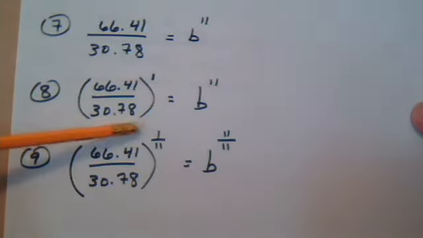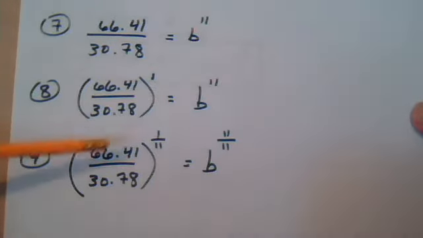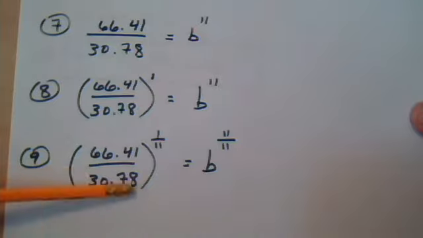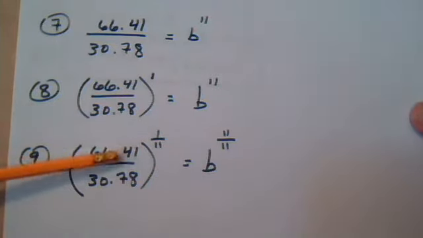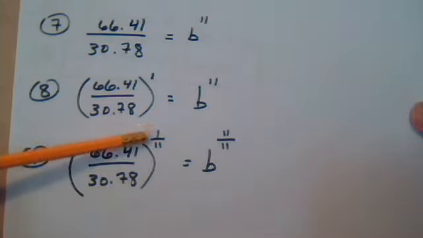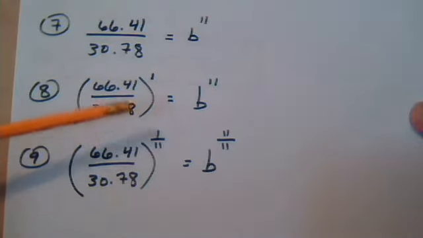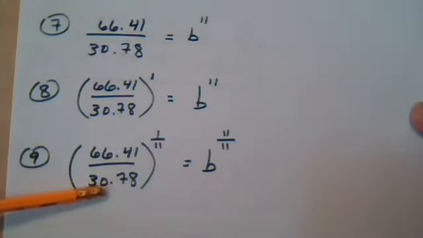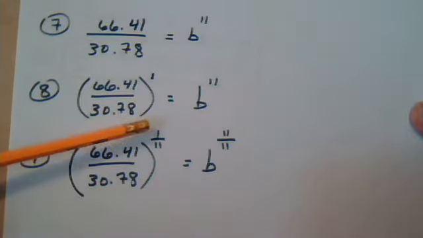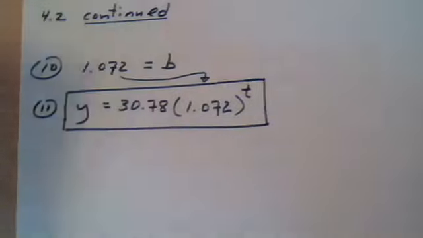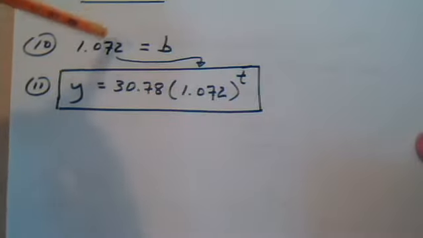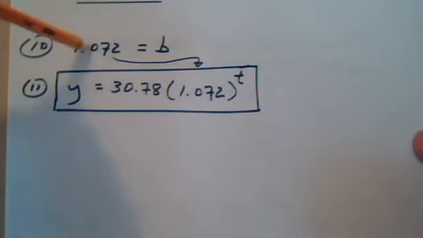So now you're going to key this into the calculator. You're going to do this division and then raise it to 1 over 11. Just make sure that when you raise it to 1 over 11, you put parentheses when you key it into your calculator. So find this division, raise it to parentheses 1 over 11, close parentheses. Hit enter, and you get this for the B. So now we know the B is this.